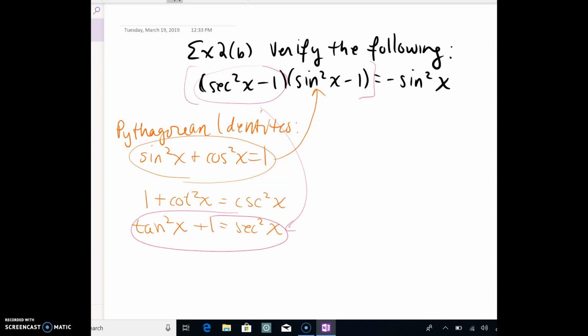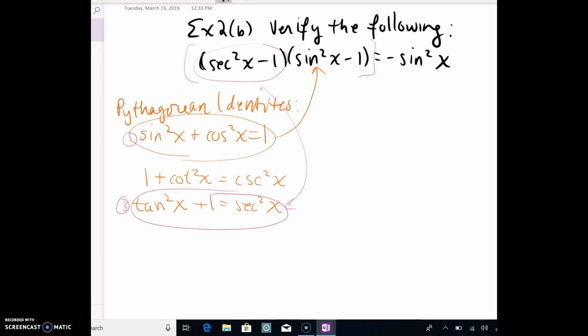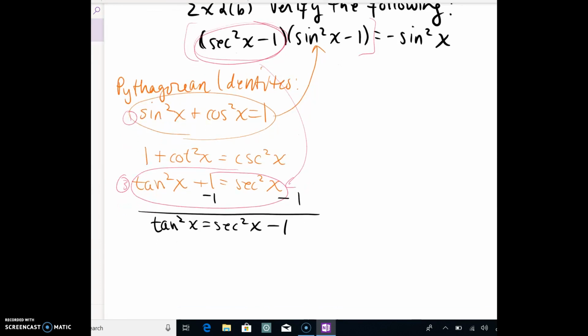All right, so here's what we're going to do. We're going to use the first Pythagorean identity and the third Pythagorean identity to help us reduce these 2 down and see if we can somehow finagle that to give us negative sine squared on the right-hand side of the equation. Well, let's play with secant squared x minus 1. If we subtract 1 from both sides of that equation, then we know tangent squared x is equal to secant squared x minus 1, which means we can replace this with tangent squared x. So that value reduces down to tangent squared x.